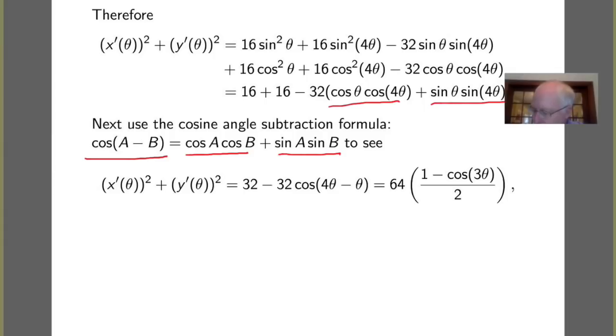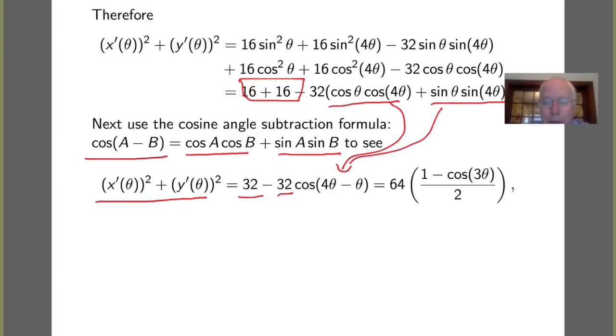The x prime squared plus y prime squared is this 32 from adding these two 16s. And then minus 32, and here we've applied the angle subtraction formula, taking the A to be 4 theta, the B to be theta, and that gives us cosine 3 theta. In the next step, we've multiplied both these terms by 2 and then divided by 2, and that gives us the expression 64 times 1 minus cosine 3 theta over 2.